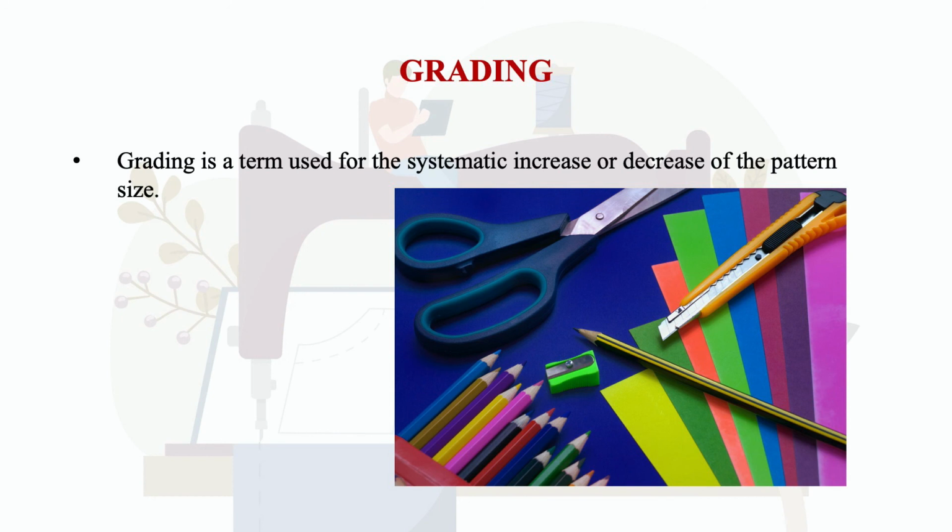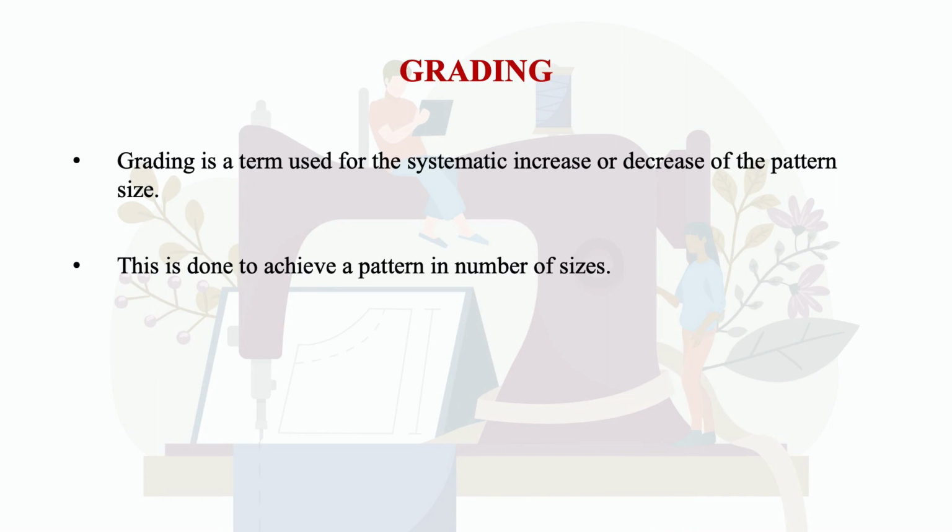Next we have to discuss grading, how grading of a particular pattern is done to create a number of sizes of that pattern. We can say grading is a term used for the systematic increase or decrease of a pattern size. Like in the earlier session we also discussed the size chart, so size chart and grading are almost similar. In grading, we increase or decrease the standard pattern. This is done to achieve a pattern in a number of sizes, using a standard set of measurements.